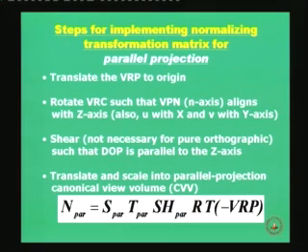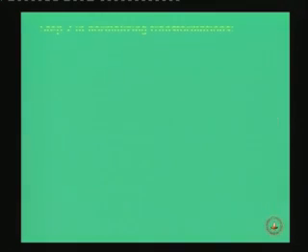Out of this, the translations will be very easy, as you can visualize. We will first discuss R and then of course spend a little bit of time on the shear. So rotation is the one which is very crucial, and we will see why.